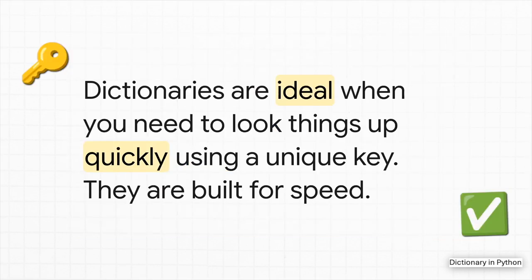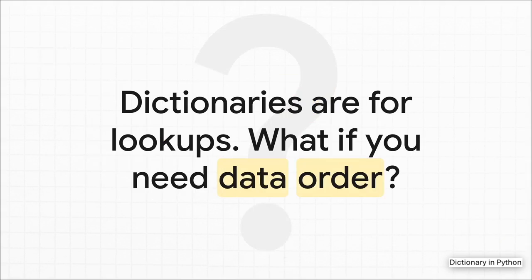So here's the bottom line, the thing you absolutely need to remember. Whenever your problem involves storing data that you'll need to get back quickly using some kind of unique identifier, the dictionary should be the first tool you reach for. It's built for speed.